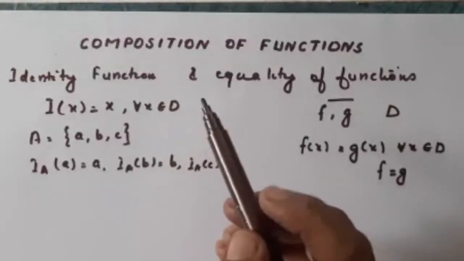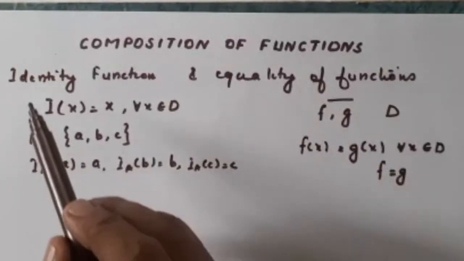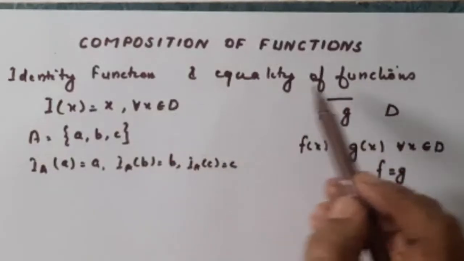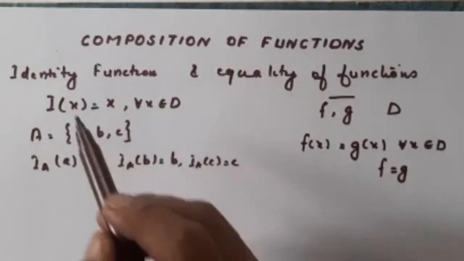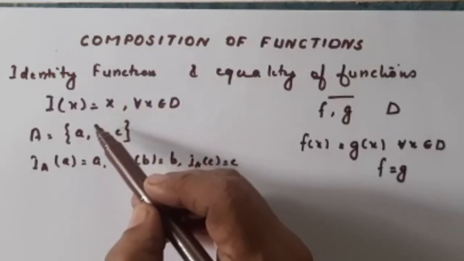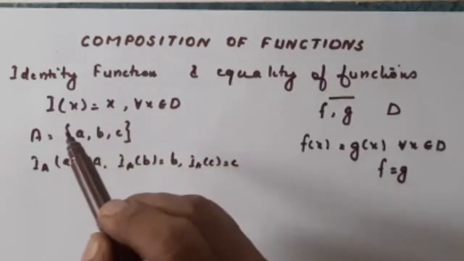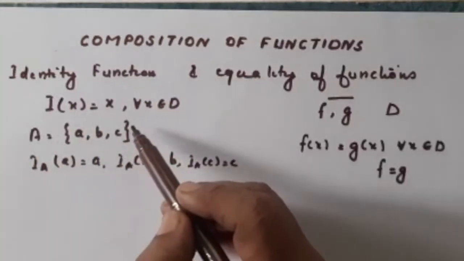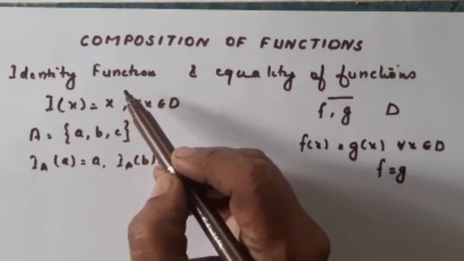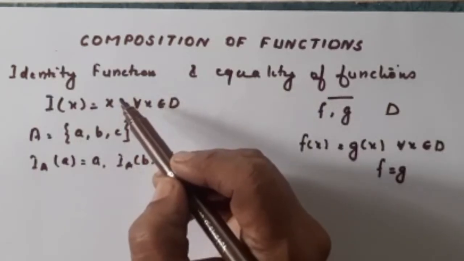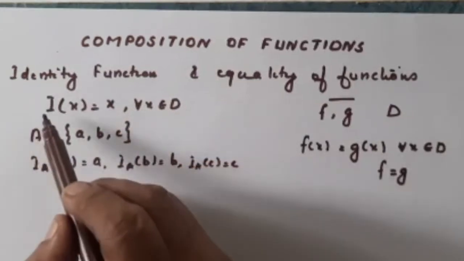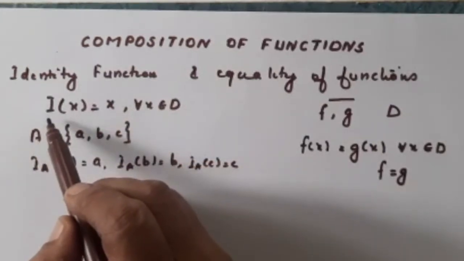Before starting the class on composition of functions, let us first discuss the identity function and equality of functions. What is meant by the identity function? From the word itself you can understand the meaning. It is a function which doesn't affect the identity of an element in the domain. Usually, I is the letter used to denote the identity function.